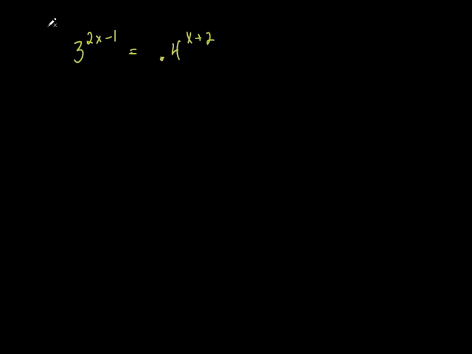Now, you could take the common log or you could take the natural log. It really doesn't make any difference. Let's just stick with the common log. It just looks a little nicer, I guess. So let's take the log of both sides. So the log of this equals the log of that. So we took the log of both sides.